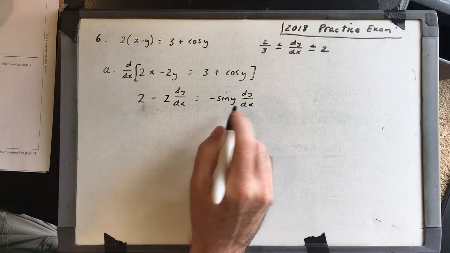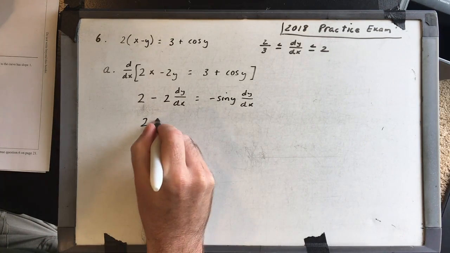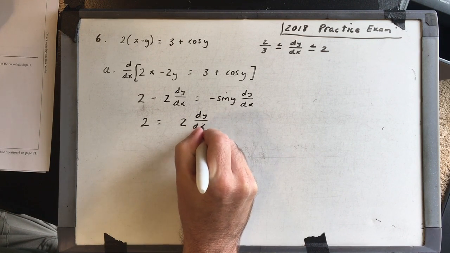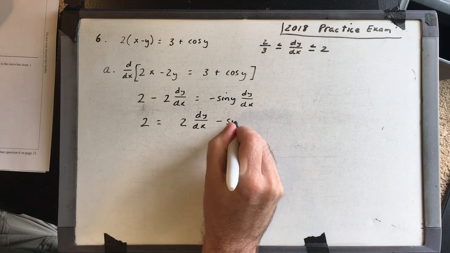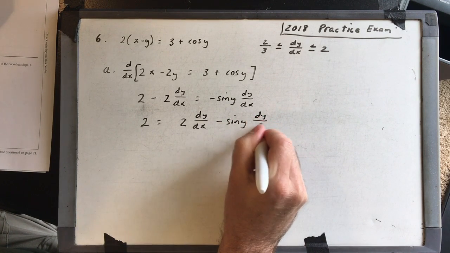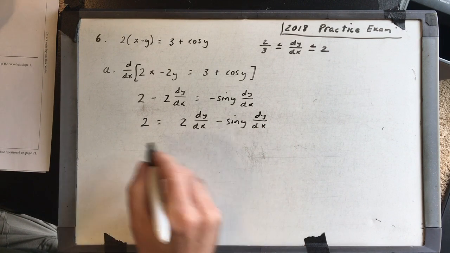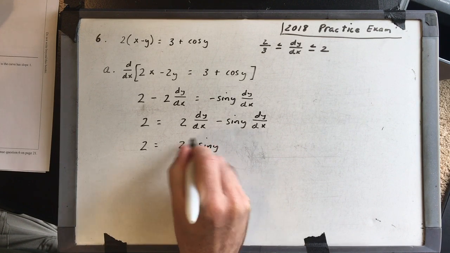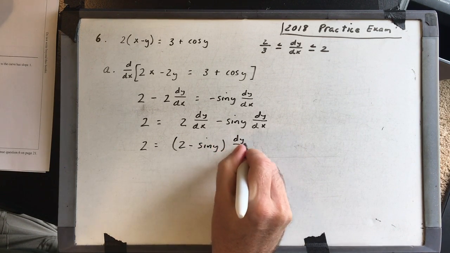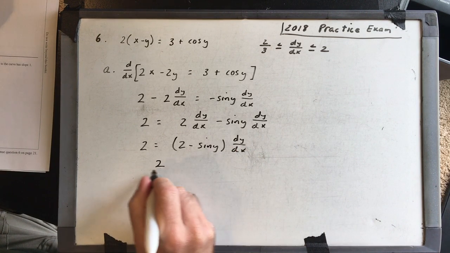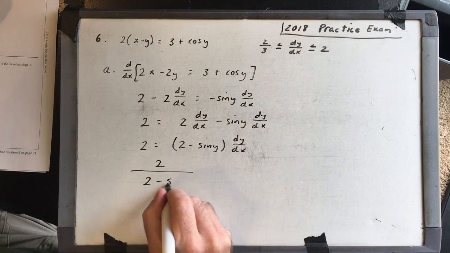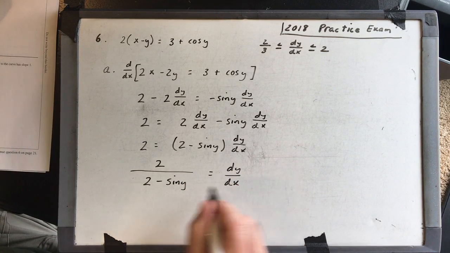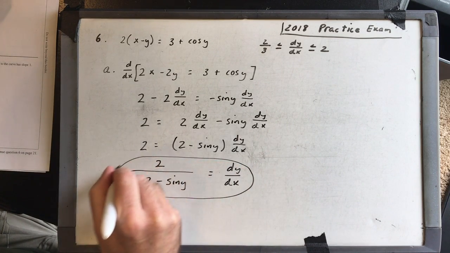I'm going to push all the dy dx's over to the right. That'll make them positive, so we'll have 2 dy dx minus sine y dy dx. Let's factor out a dy dx, so that's going to be 2 minus sine y dy dx, and then solving for dy dx, you'd have 2 over 2 minus sine y is equal to dy dx. So they gave you the answer on this one, and you had to prove it.